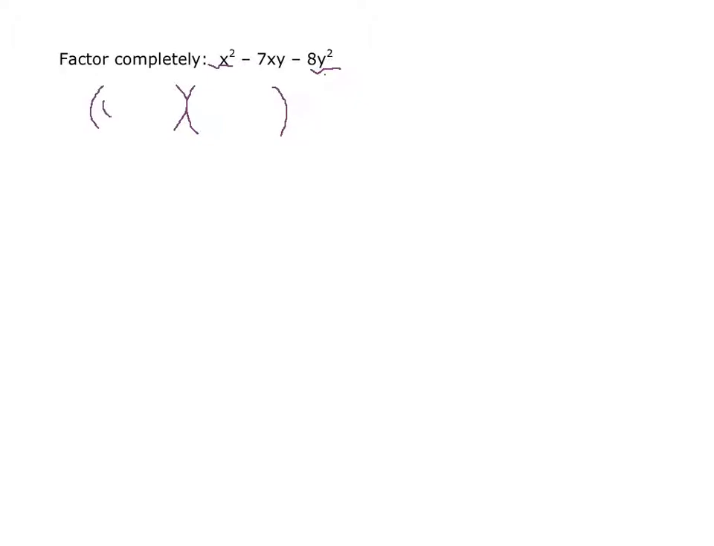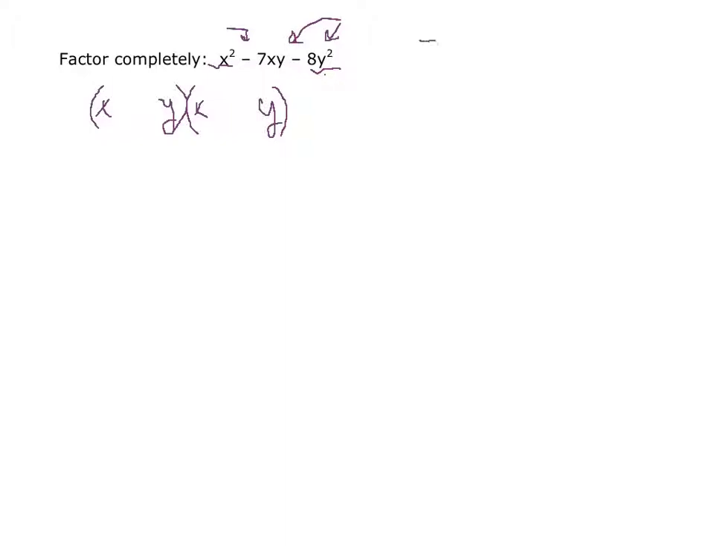We know that our first term, if we think back to FOIL, x times x will give us x squared. And so now we need to think about, well, how am I going to get y squared? Well, y squared is y times y. But what we're missing now is the numbers that will tell us what multiplies to a negative 8 and adds to a negative 7. And so again, we look at products and sums.